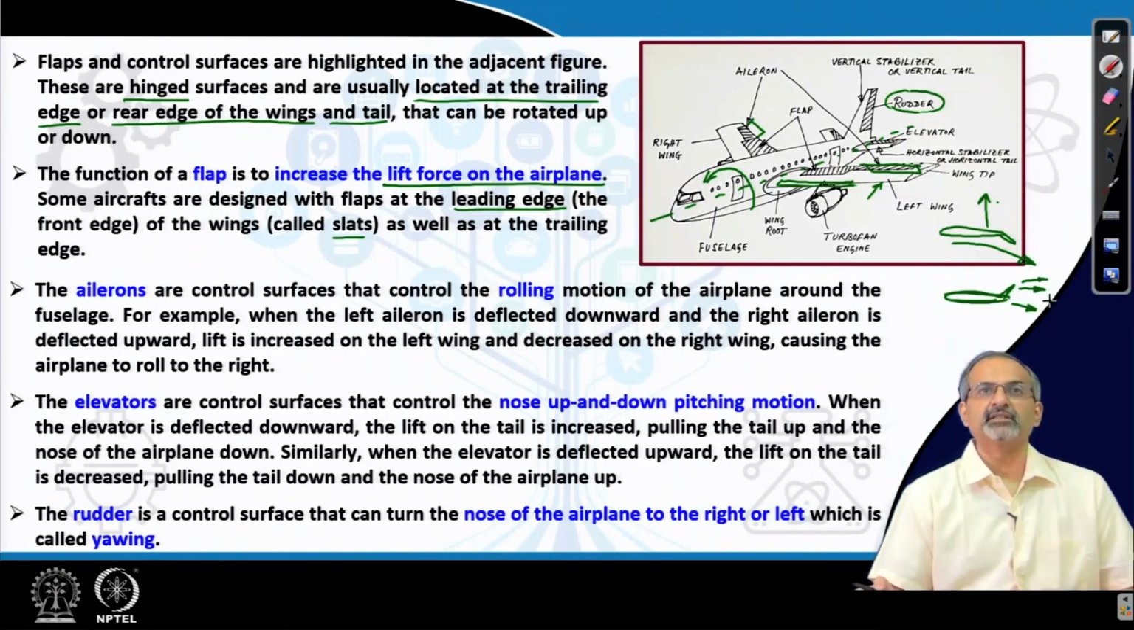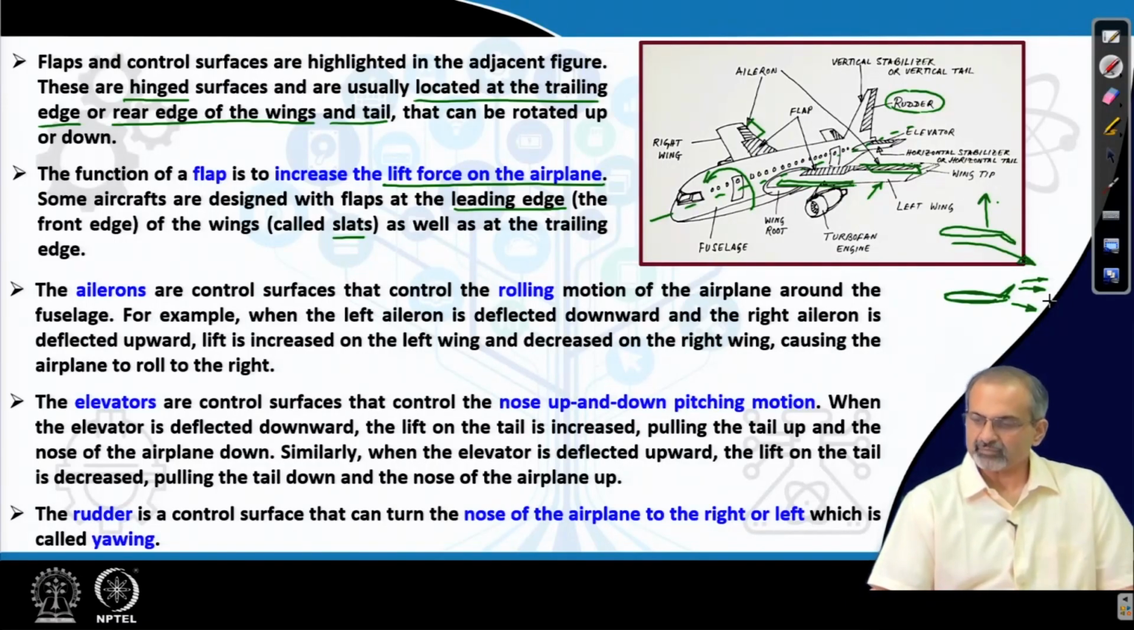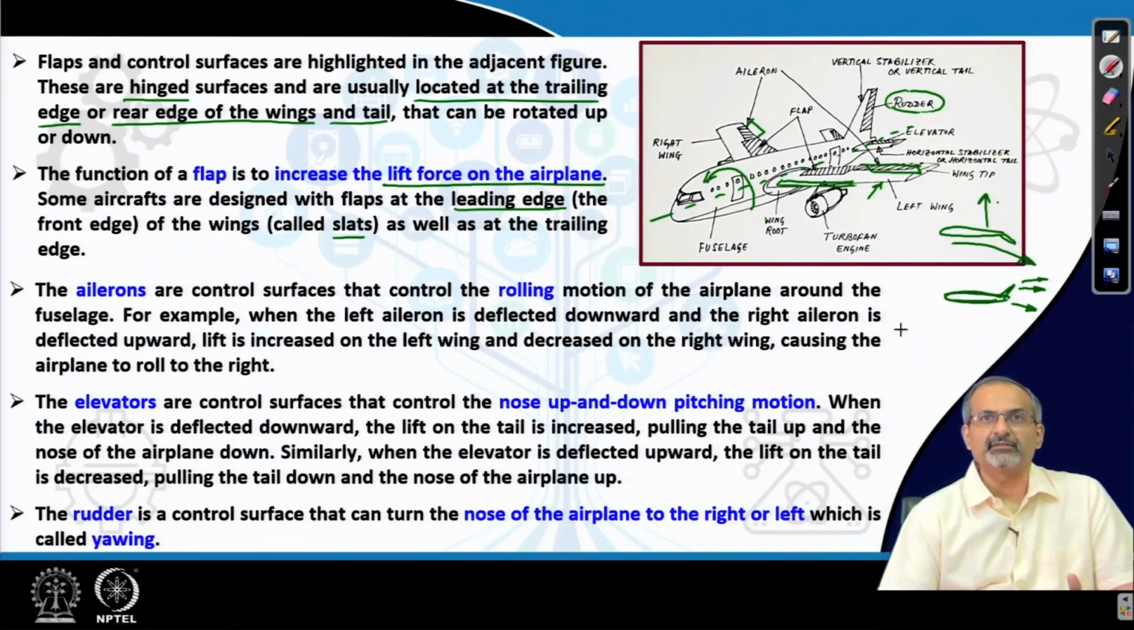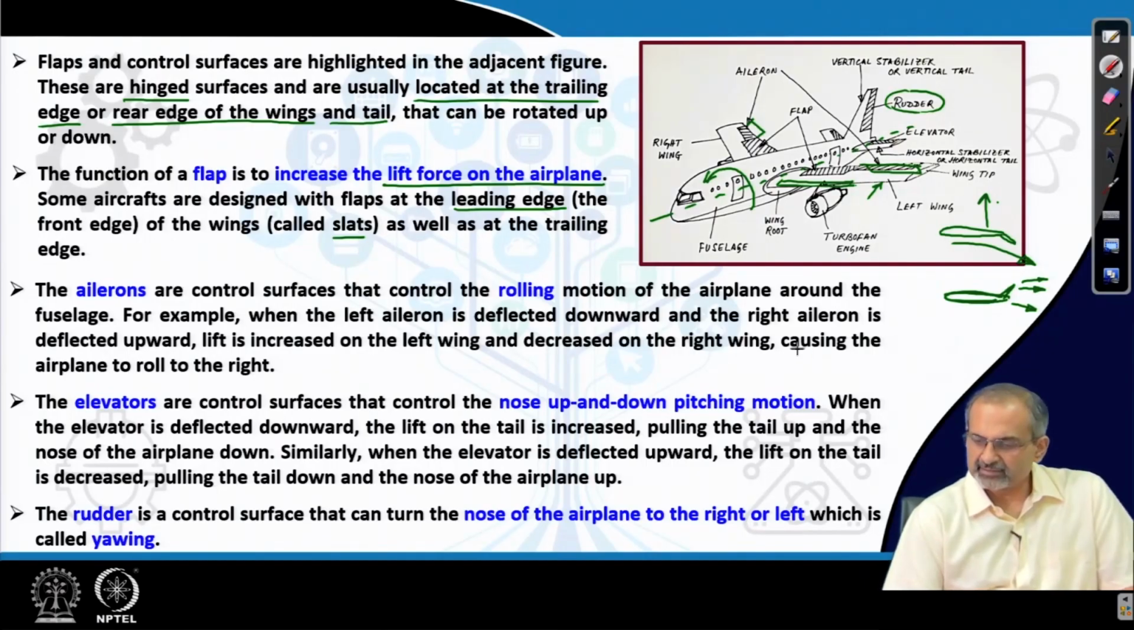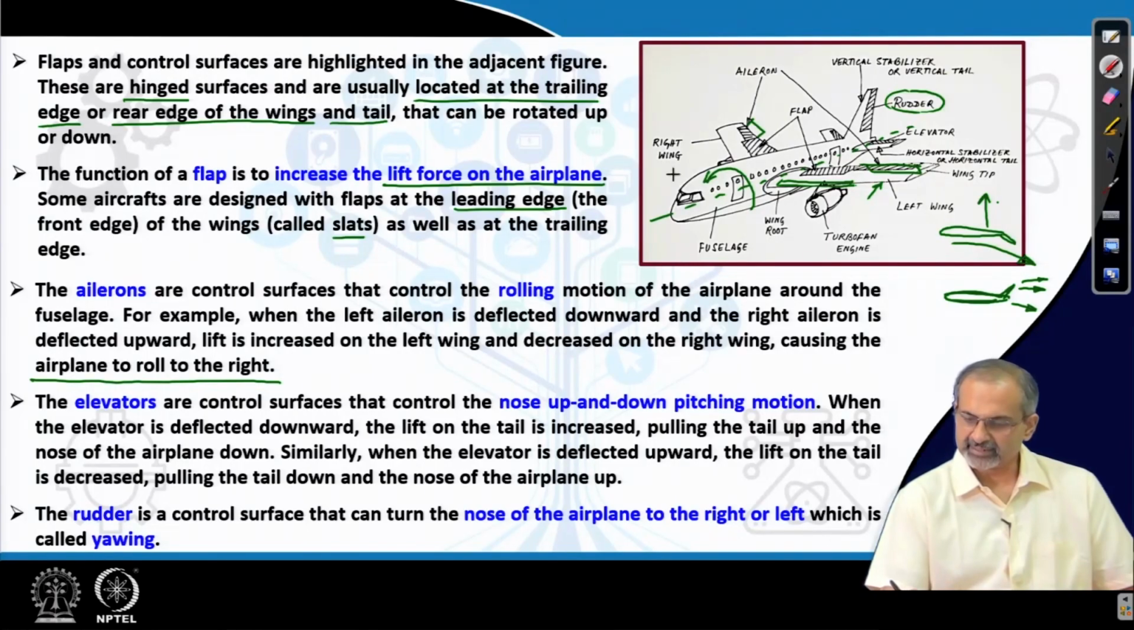Therefore, there is a differential lift created which will create a moment. Of course, as you keep these surfaces further away from the CG, you can create these moments more effectively. And in this case, this will cause the airplane to roll to the right, as indicated by this arrow.